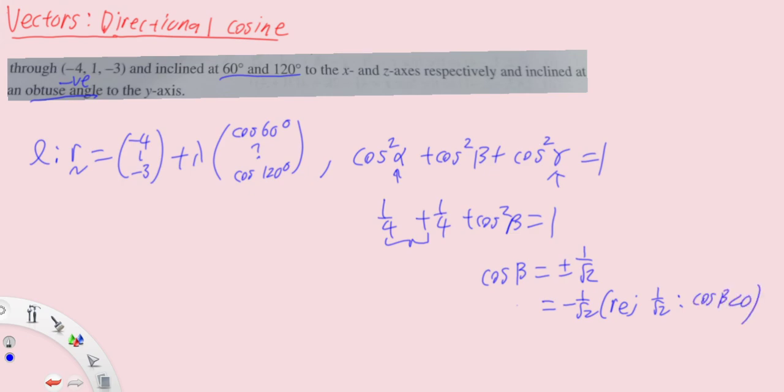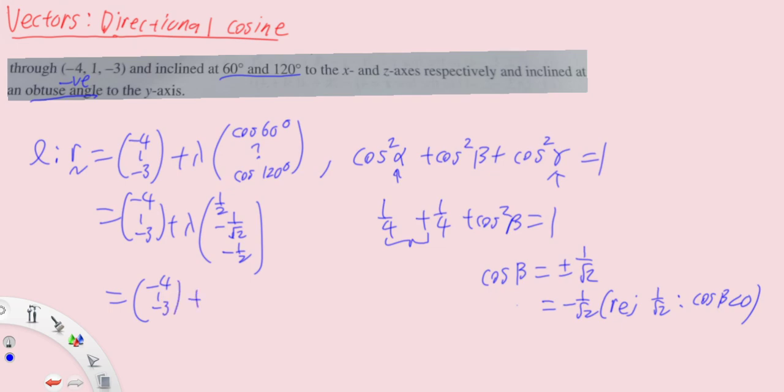Okay, so from here should be quite easy. You don't need to find the exact angle beta because they just want you to find the equation of a line. So this is simply equals (-4, 1, -3) plus lambda times (cosine 60 is half, minus 1 over root 2, cosine 120 is minus half). You can then simplify this to (-4, 1, -3) plus, now you factorize out half, which is simply times 2 throughout, so lambda (1, minus root 2, minus 1).